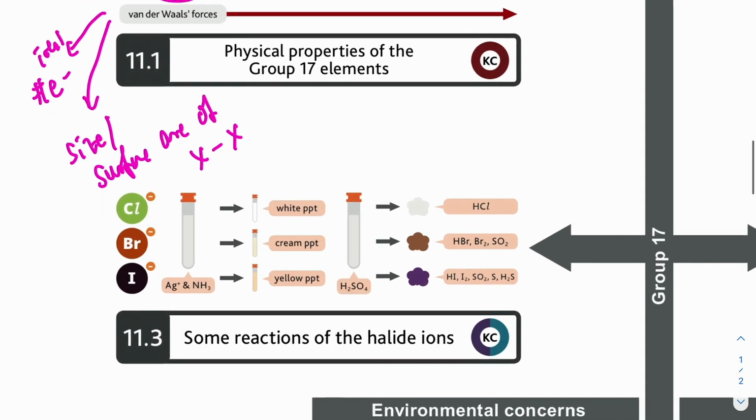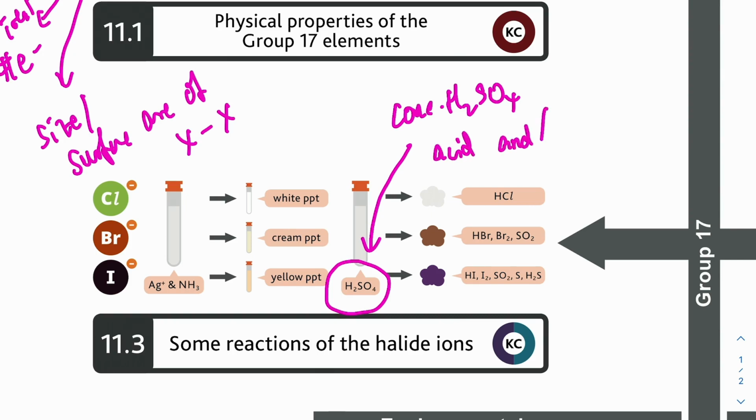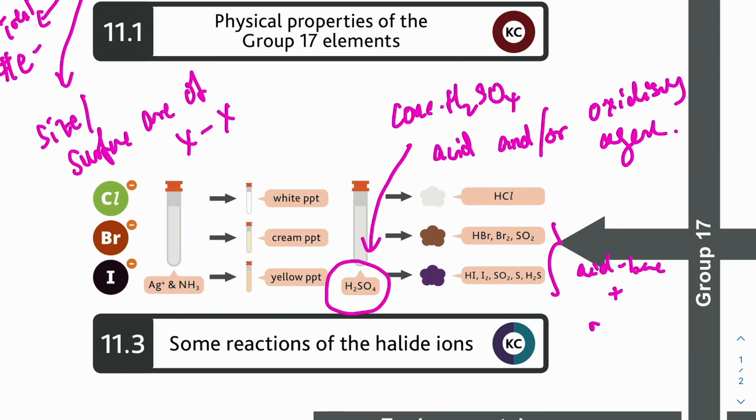And of course, you have the test for halide anions, which you have done since your GCSE or O-level. The different colors of the precipitate by using silver nitrate, which is soluble. These are insoluble. And then when you add concentrated sulfuric acid, so they've done something very bad here. You should use concentrated sulfuric acid, which can be a strong acid, okay? It can also act as an oxidizing agent, okay? It's not for all of them, because here you see you only get acid-base reaction, but here you get acid-base reaction and you get redox.